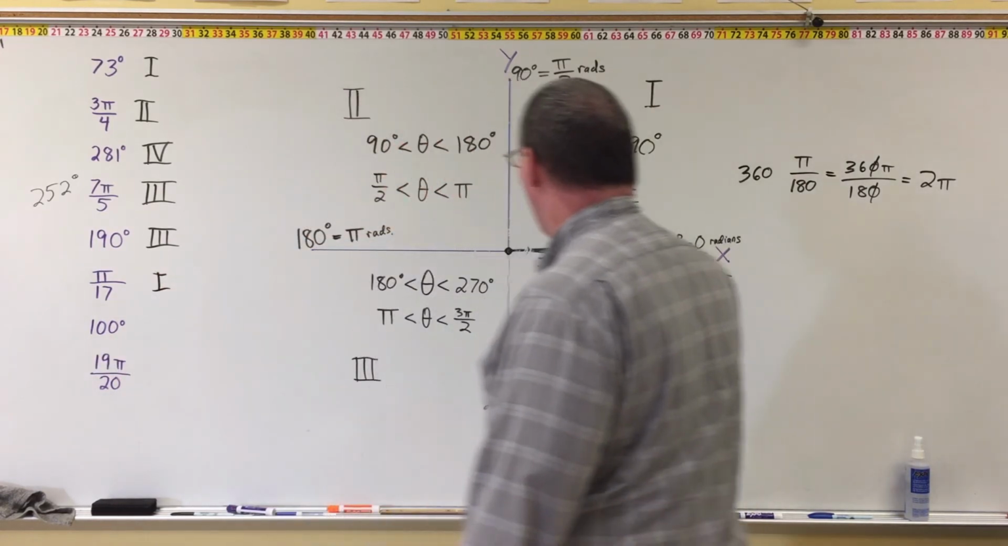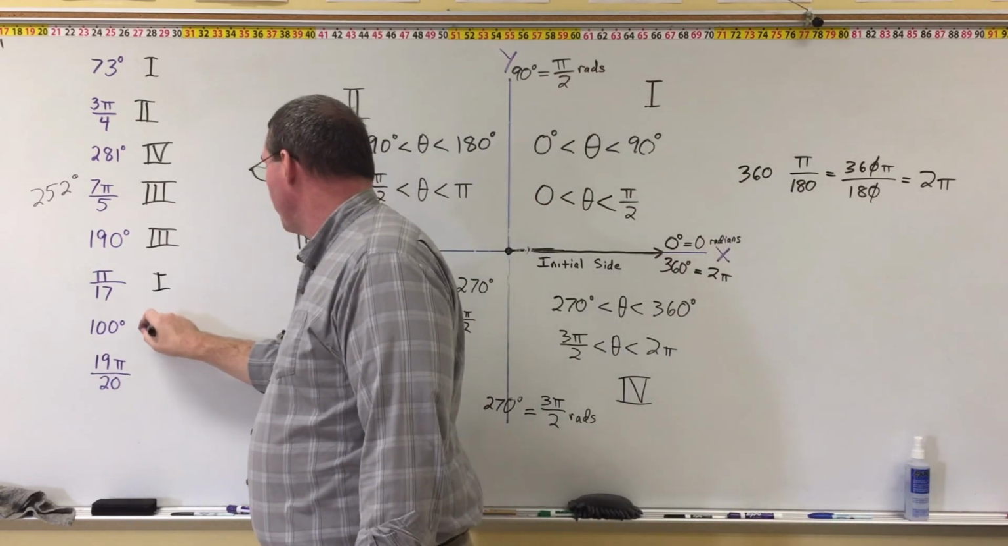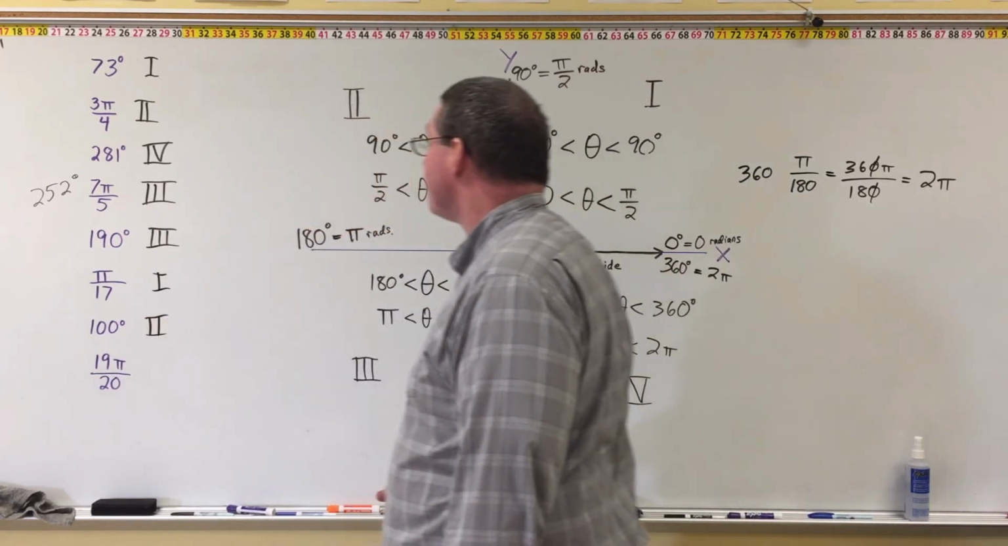100 degrees. Oh, 100 degrees, that's easy. That's between 90 and 180. So the terminal side is going to be in quadrant 2.